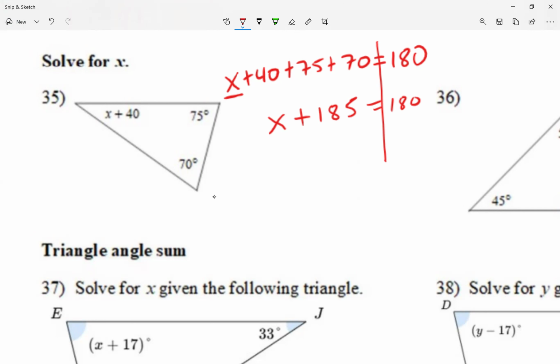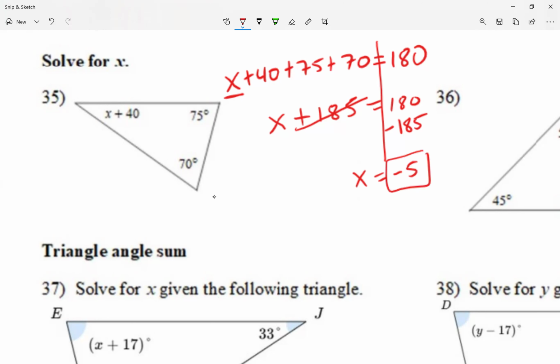Okay, I'm leaving x by itself because I'm solving for x, right? So this plus 185, I'm going to move to the other side as a minus 185. Don't forget to switch the sign. It was plus on the left side, so it's minus on the right side. So I have that x is equal to 180 minus 185, which gives me negative 5. So x equals negative 5. There's my answer. It is okay for x to be a negative value.